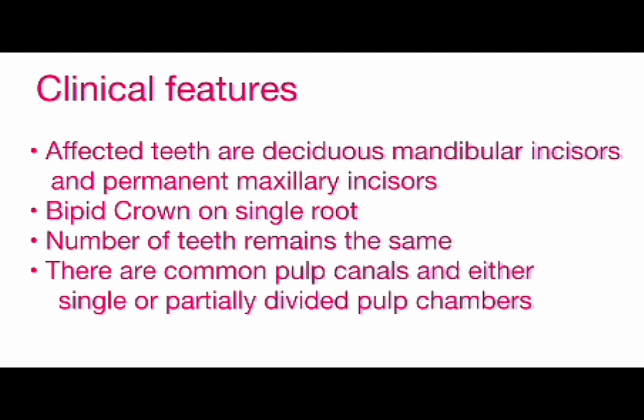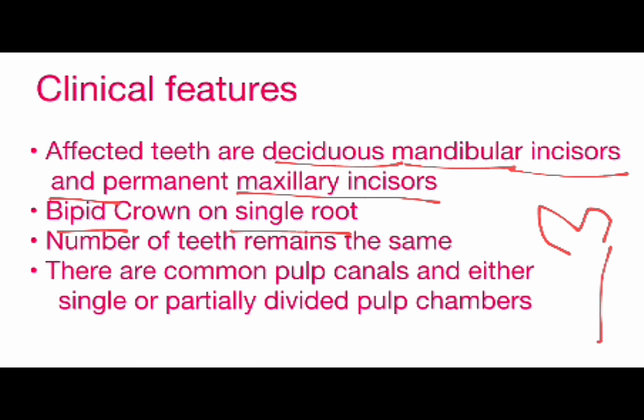Now, moving forward to the clinical features of gemination. The most affected teeth are deciduous mandibular incisors and permanent maxillary incisors. It appears as a bifid crown on a single root. So the two bifid crowns will be there on a single root. While using the tooth numbering system, we count this geminated tooth as a single tooth. So the number of teeth remains the same.